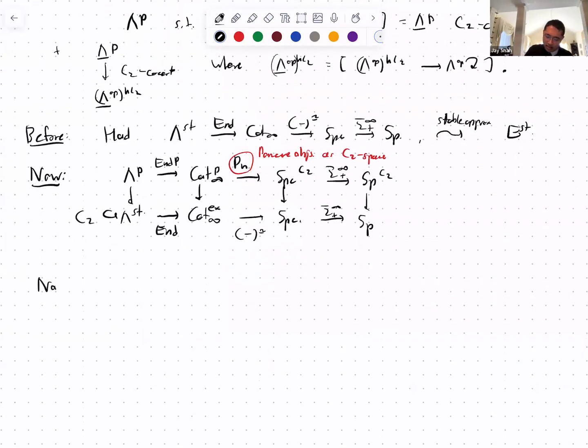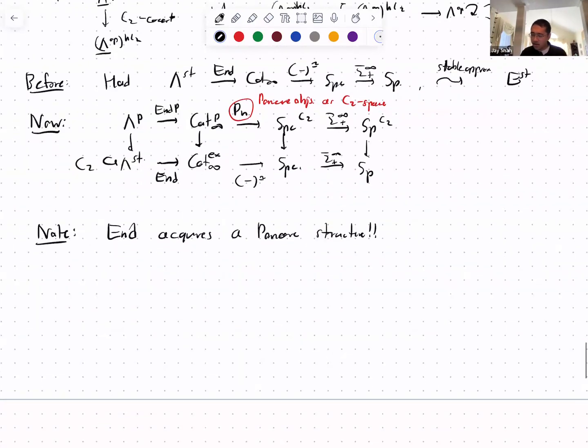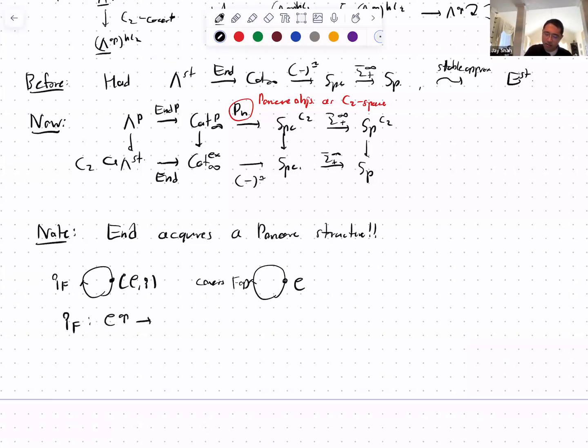The thing to note is that end in this situation requires a Poincaré structure. And that's easy enough to explain. If I have some C, kappa and kappa F, and let's say that covers F composed D. So this is how I'll write it. Let me write kappa F as really being, in this case, from C op to spectra, just to make the formula cleaner. So then F is from C op to in C, which corresponds to the bilinear pairing determined by F.